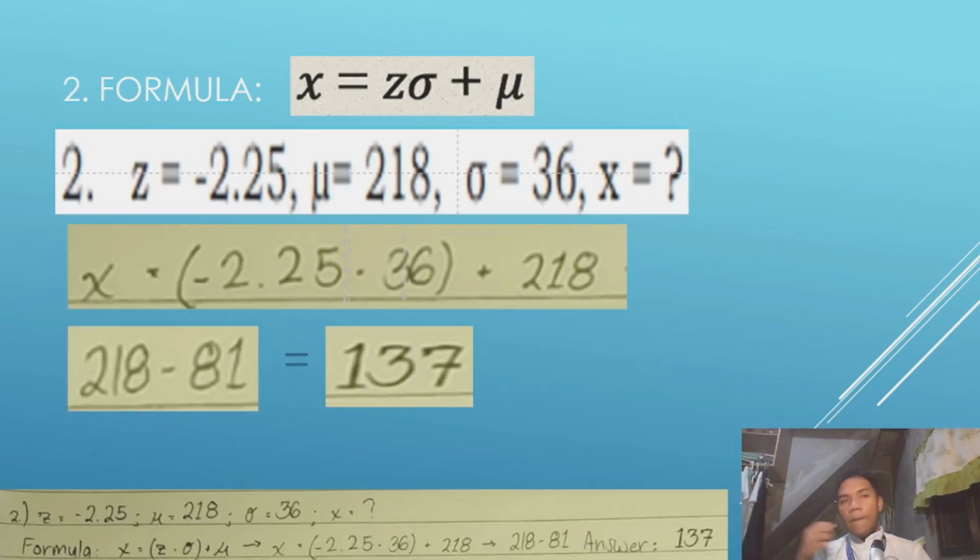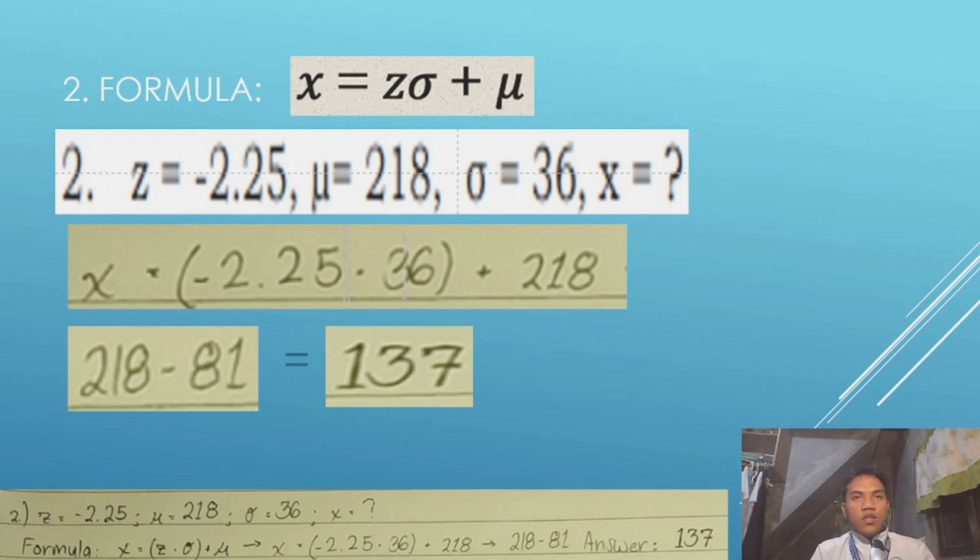So, sa number 2, ang hanap naman po ay ang x or yung random variable. Now, we have the given of z equals negative 2.25 and the mean of 218. We also have the standard deviation of 36. To get the x or yung random variable, we're going to multiply the z-score to the standard deviation. Then, the product will be added into the mean.